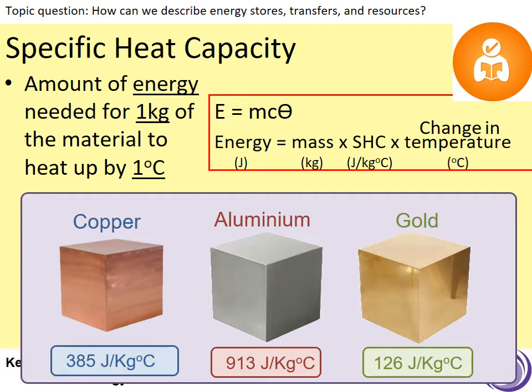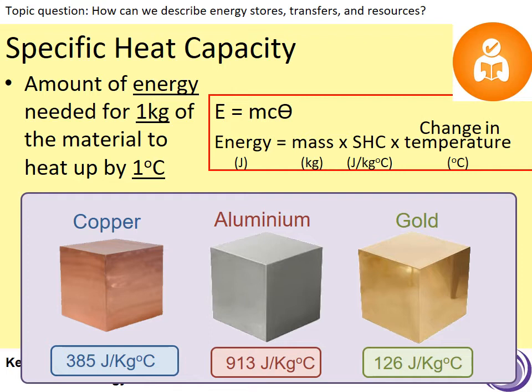So now we're going to speak about specific heat capacity. There is a definition there of exactly what it is. Specific heat capacity is the amount of energy needed for 1 kilogram of a material to heat up by 1 degree C. So what that means is you'll have a certain amount of energy, for a kilogram of an object, in order for it to increase in temperature by 1 degree Celsius. Every different type of material will have a different specific heat capacity. It will need a different amount of energy in order to heat up by 1 degree C.